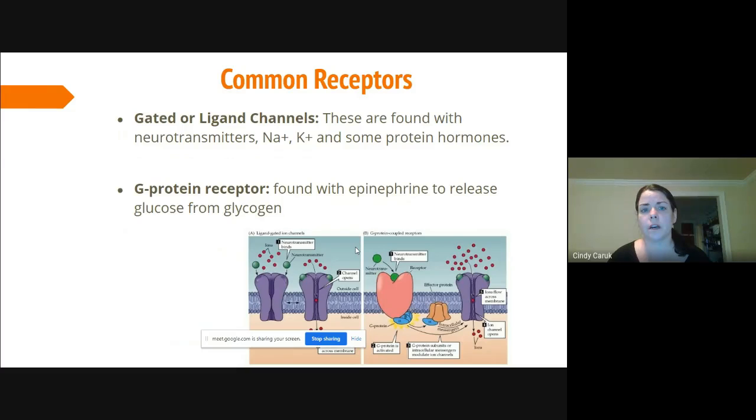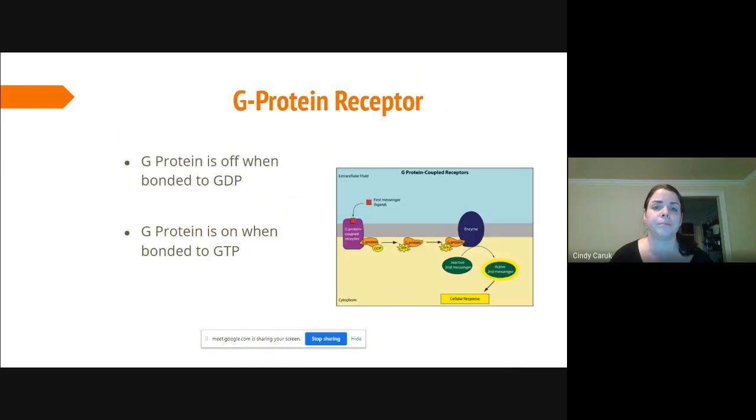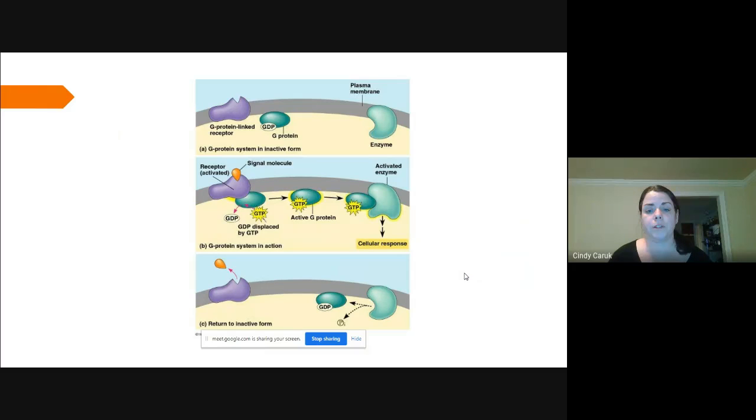So, our ligand-gated ion channels, those are here. The example that they're showing here is the neurotransmitters, opening those up. We also have the G protein. That's going to be found with the epinephrine and release of glucose from glycogen. So you can see here, let's say the ligand binds. Ligand is just a general term for something that binds to a receptor. Then my G protein coupled receptor, that G protein has GDP taken off and GTP put on, and now it's going to activate another enzyme, and I can have a second messenger activated.